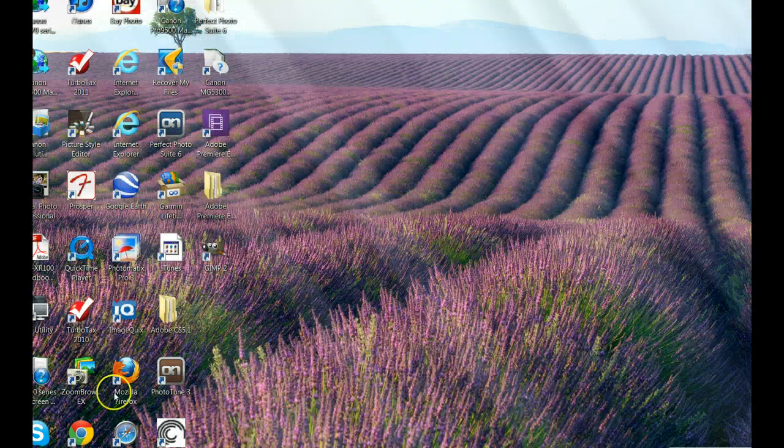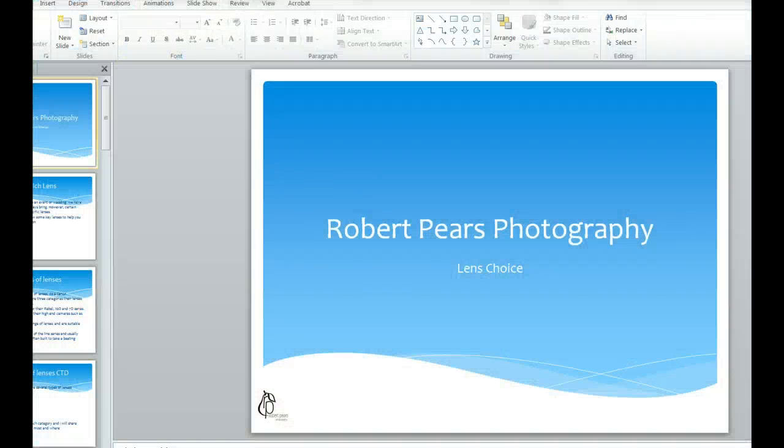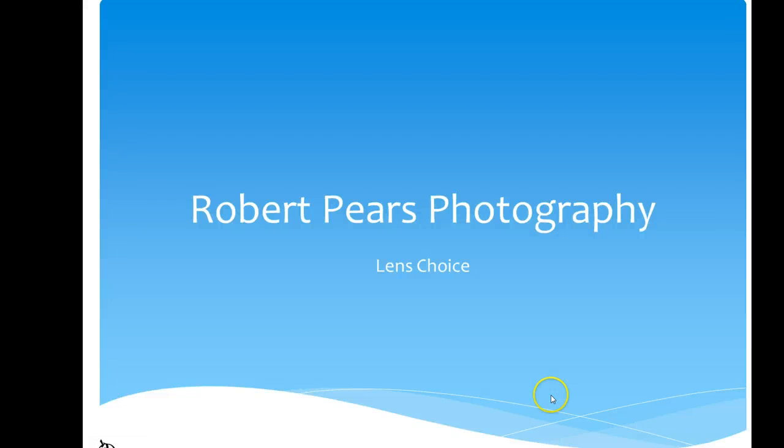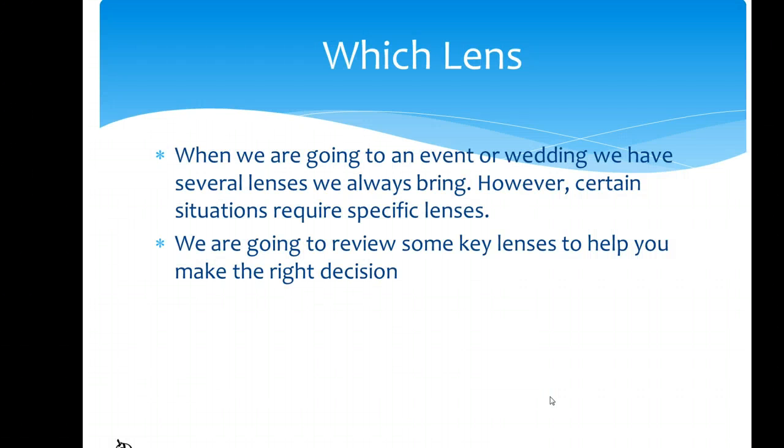This is Robert Pears. I want to talk about lens choice, one of the most common questions that I am asked. Whenever we turn up to a photo shoot, a wedding, or a special event, we bring with us a series of lenses based on that specific event. So I wanted to go through the various lenses, explain some terms, and just help you in making a decision: what is the right lens for you.